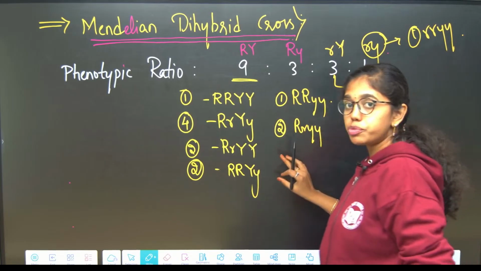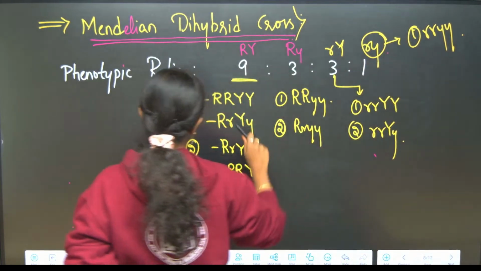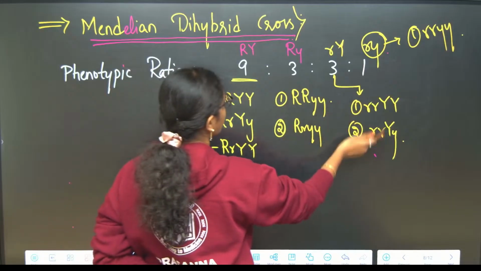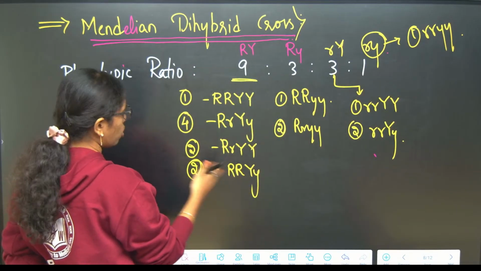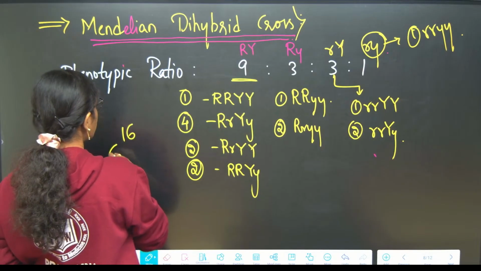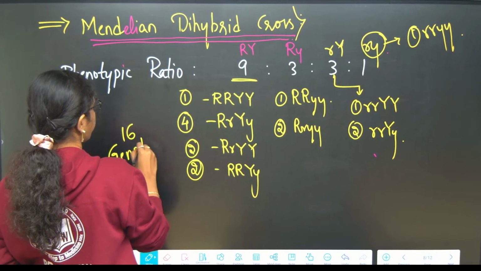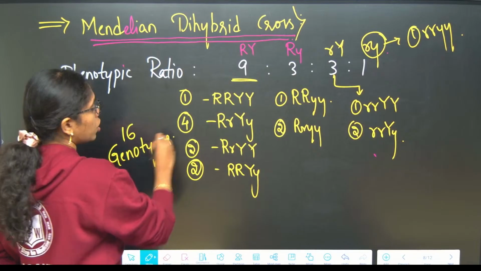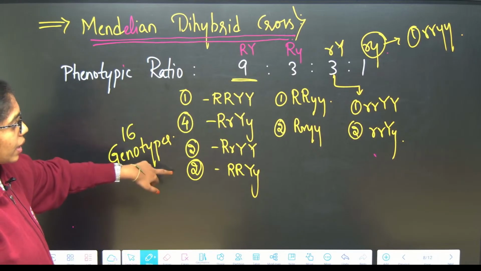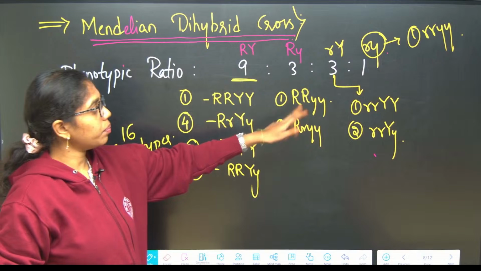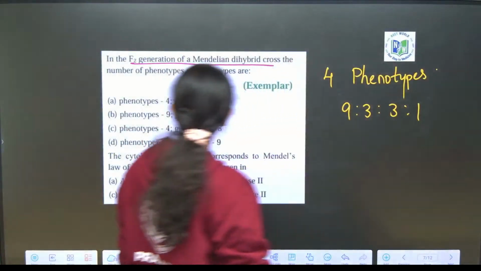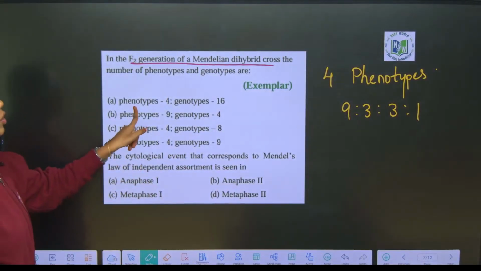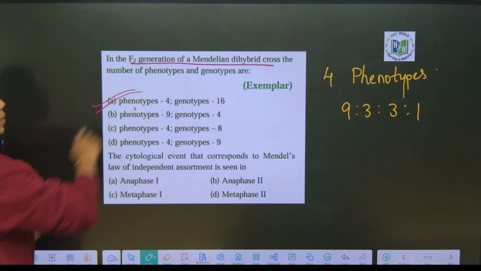How many genotypes can you observe? 1, 2, 3, 4, 5, 6, 7, 8, 9 in total. If you look at the number of offsprings also, 9 plus 3 plus 3 plus 1, a total of 16 offsprings are observed. So what will be the right answer over here?